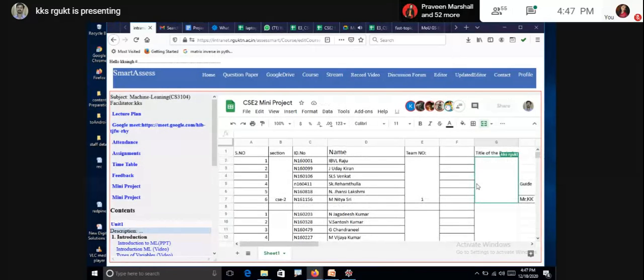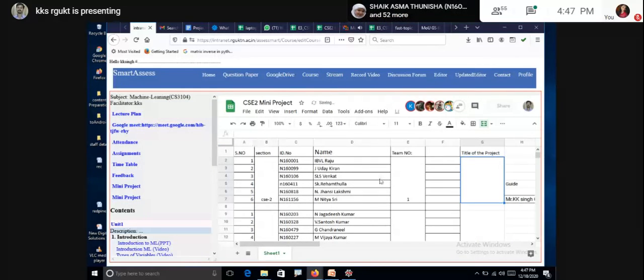Okay, fine. The session is completed. CSC 1 students may leave. CFC 2 students, I'll take another 5 minutes regarding the mini project. Team 1, J, Uday, Kiran, Venkat, are you available now?